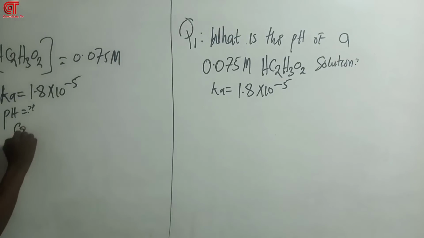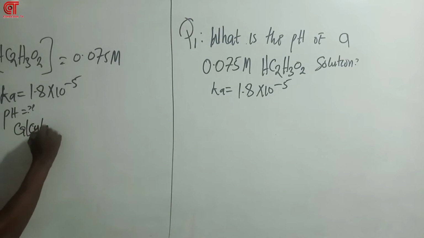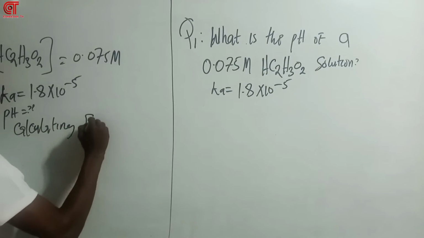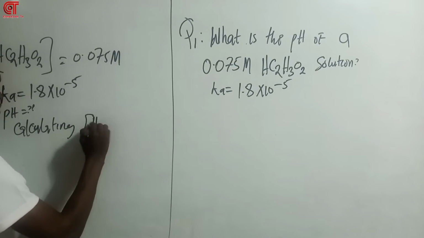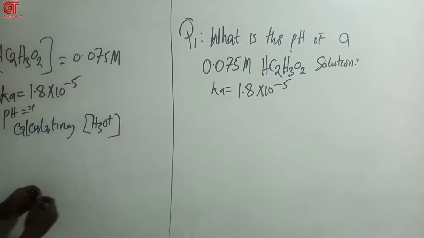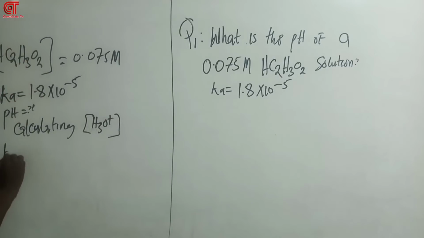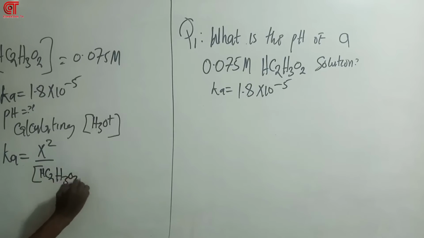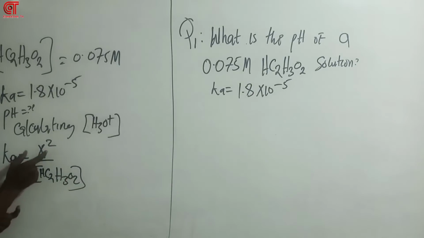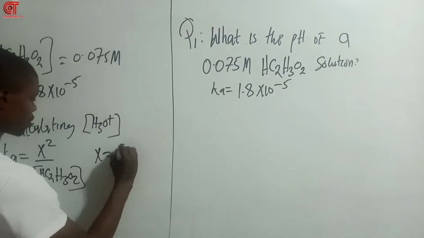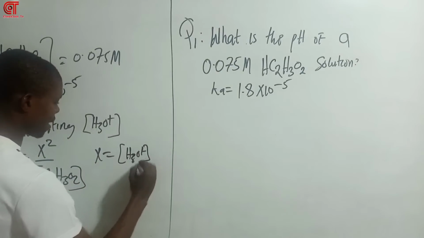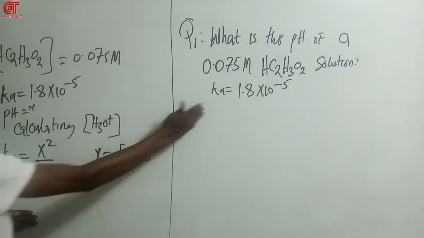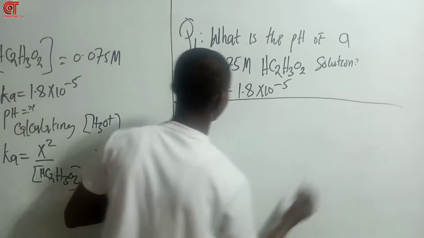So here I say calculating H3O plus. You get. So I want to use Ka equals X squared over the acid, which is HC2H3O2. You get that? So remember my X is equal to H3O plus, right? So what we want to do now is to input our values. So I'm going to put it right here.